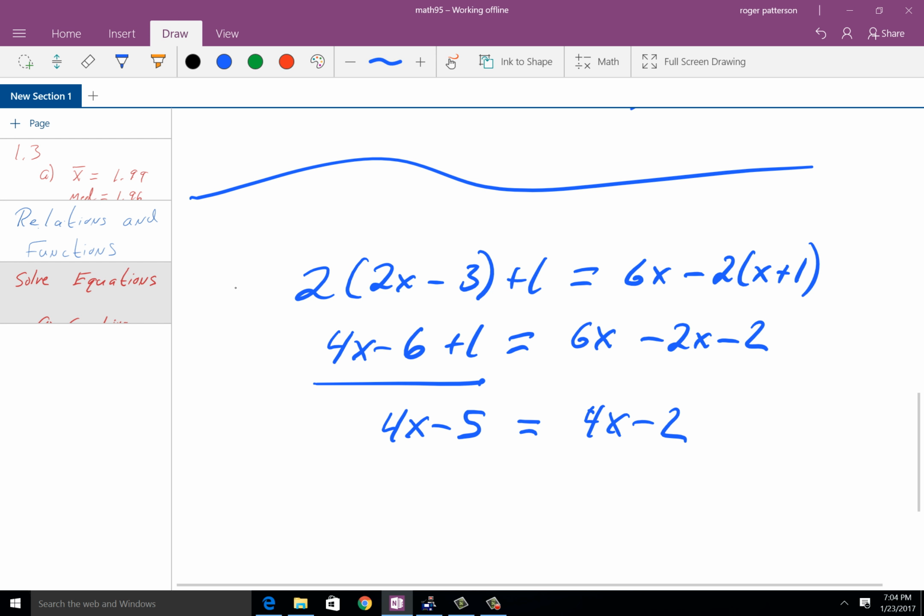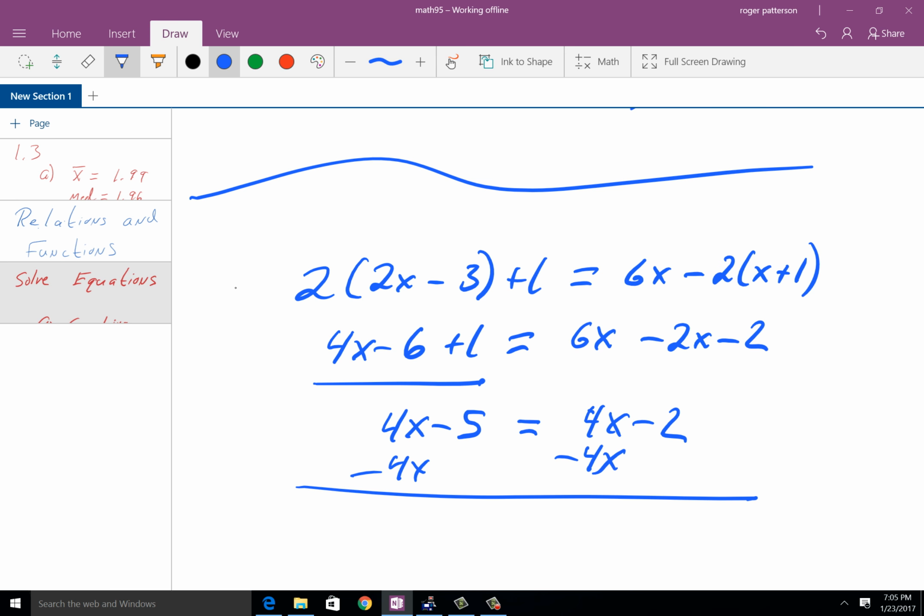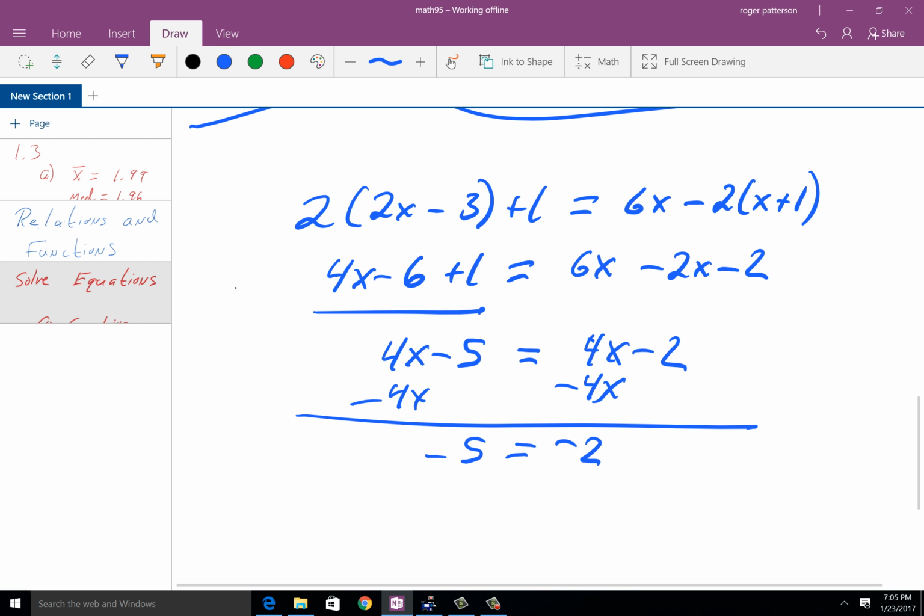Okay. Now what? Minus 4. What do we get? Negative 5 equals negative 2. Uh-oh. Does negative 5 equal negative 2? No. Anybody remember what happens here? No solution. No solution, right? You could have left it as 4x minus 5 equals 4x minus 2. I could have. You're right.